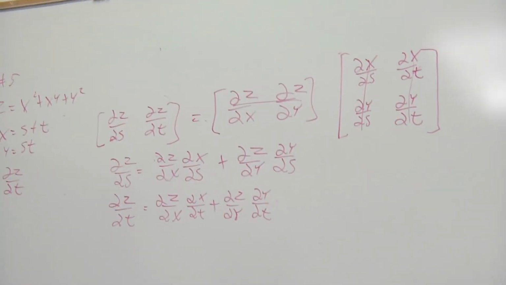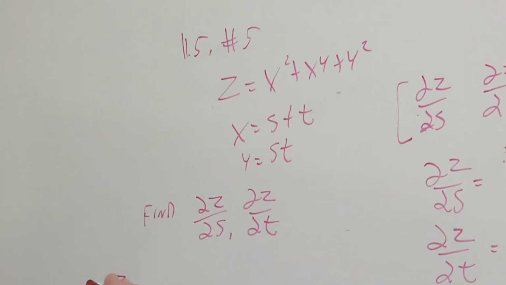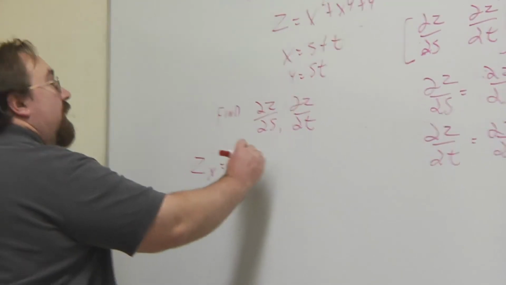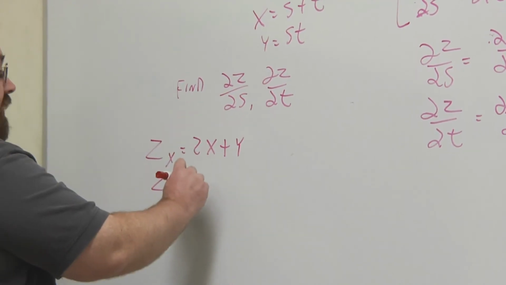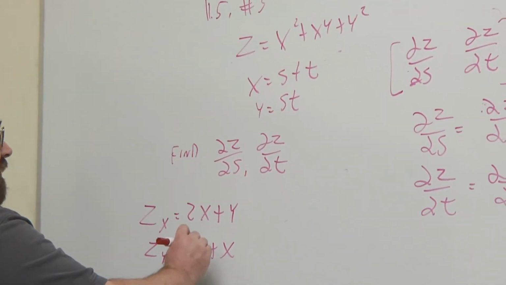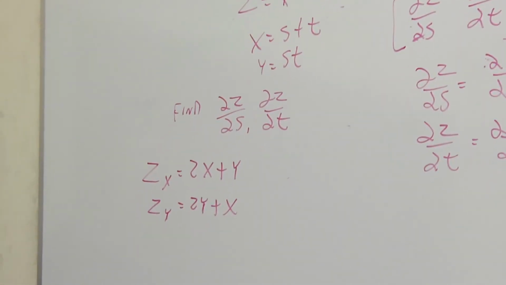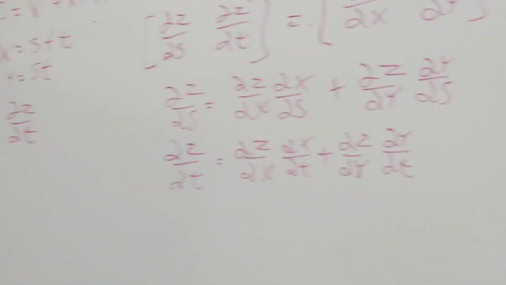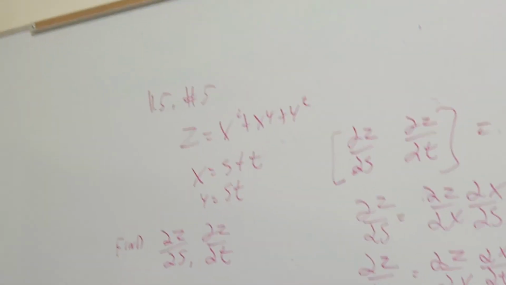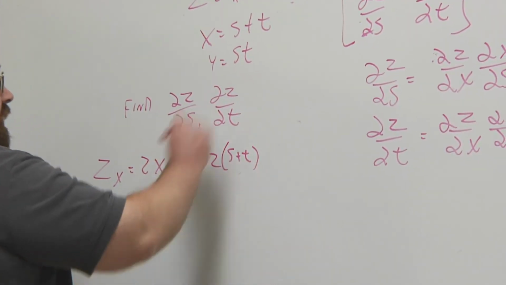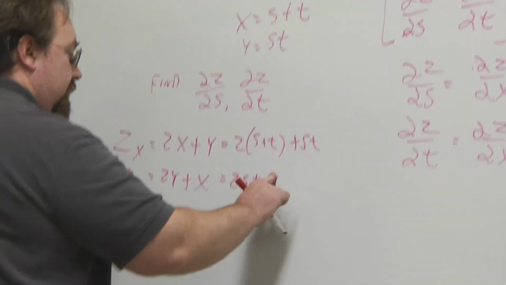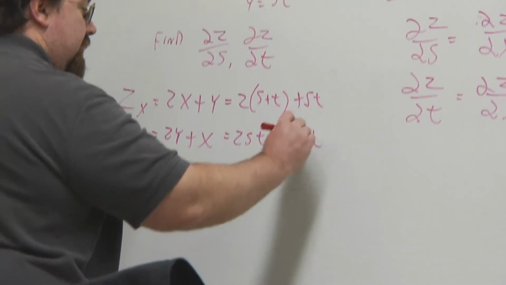So now we can go ahead and compute all these things. So zx is going to be 2x plus y. zy is going to be 2y plus x. But now what we need to do, before we can actually apply these over here, we need to write these in terms of s and t. So we're going to have 2x plus y equal to 2 times s plus t, plus st. And here we're going to have 2st plus s plus t.